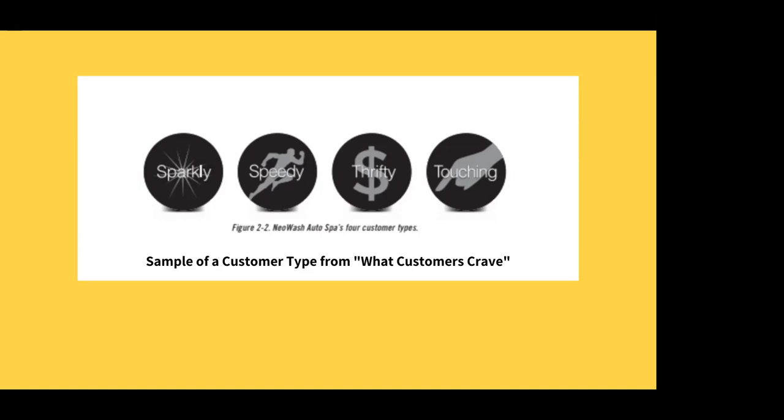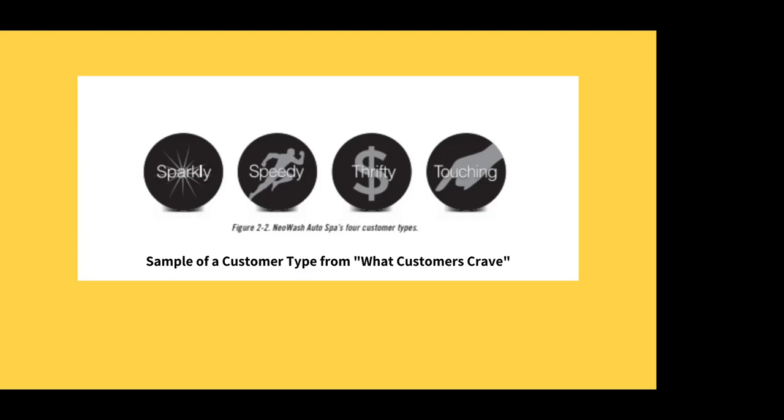So this example here is 4 different customer types that was created out of the author spending time observing how customers want to get a car wash, or what's most important to them when getting a car wash. I think he was working with a car wash out of California. And after spending several hours sitting there observing, he identified these 4 different customer types: sparkly, speedy, thrifty, and touching.